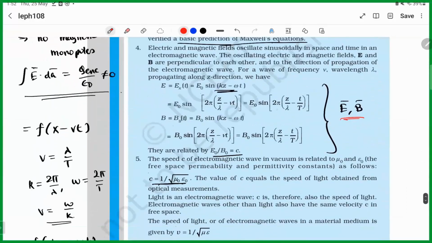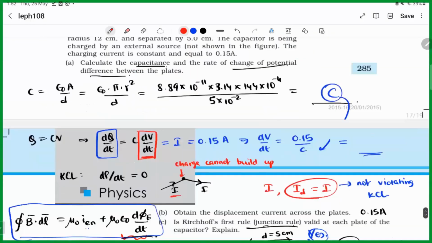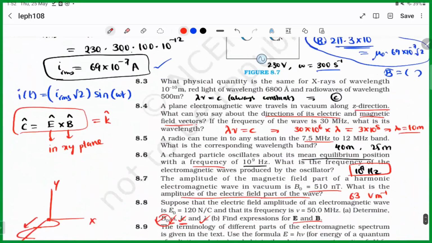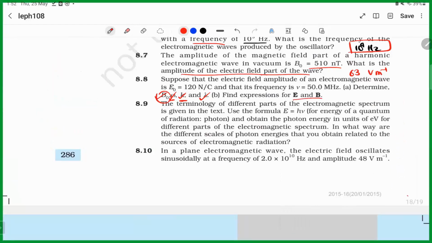Here you see that both the equations are in phase, right? That's an important thing in EM waves. The electric and magnetic fields are in phase. Okay. That's how you can find expressions for the electric and magnetic fields.